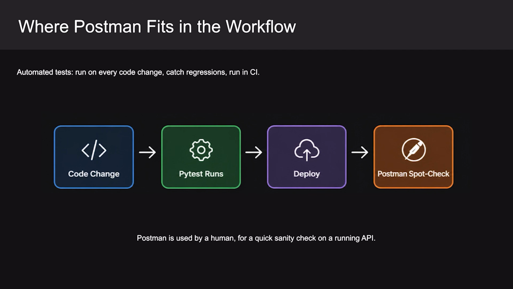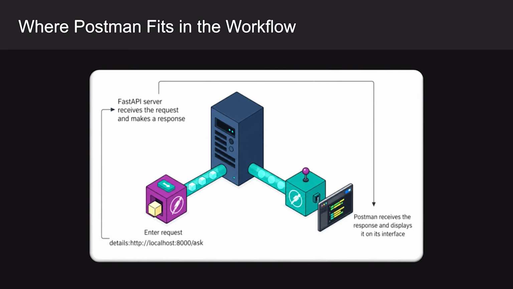The callout at the bottom says it clearly. Postman is used by a human for a quick sanity check on a running API. This is exactly what Postman does mechanically. You enter your request in Postman targeting localhost:8000/ask. It travels to the FastAPI server, the server receives it, processes it, builds the response. That response comes back to Postman and you see it on screen. 200 OK with Karan's answer in the body. The whole thing takes 2 seconds. No code, no fixtures, no mocks. Just a real request and a real response. That's the value. Use it as your spot check, not your safety net.